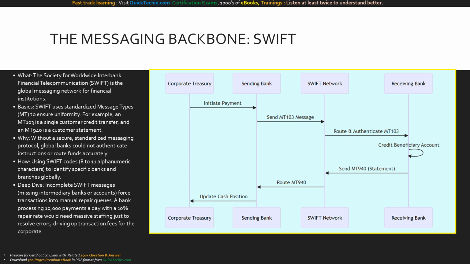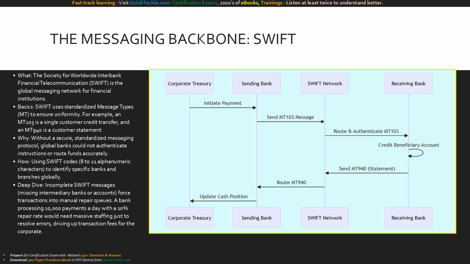Let's deep dive into operational efficiency. If your treasury sends a payment but leaves out the intermediary bank details, the message fails straight through processing and drops into a manual repair queue. If a bank has a 10% error rate on 10,000 daily payments, it requires dozens of staff just to fix typos. That massive operational cost is ultimately passed back to you, the corporate customer.